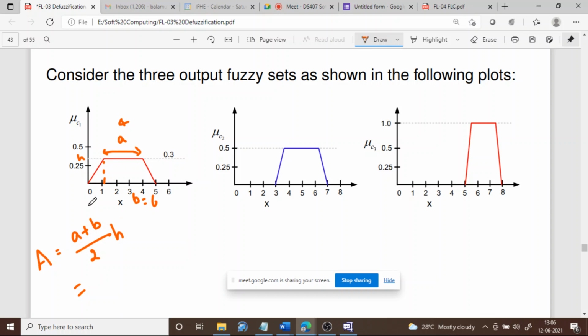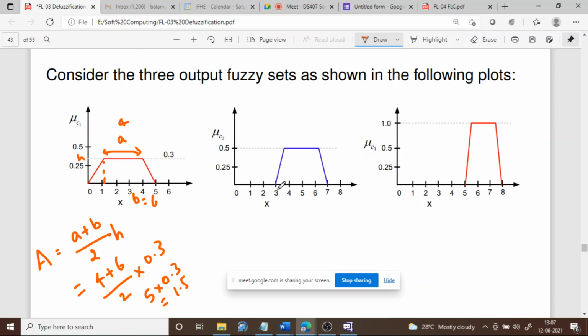It is 4 plus 6, which is 10, divided by 2, into H. H is 0.3. So 10 by 2 is 5, and 5 into 0.3 is 1.5. This is what we are getting. Similarly, you can find it for this one.